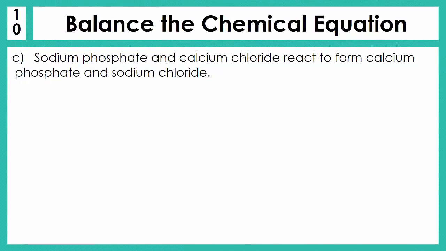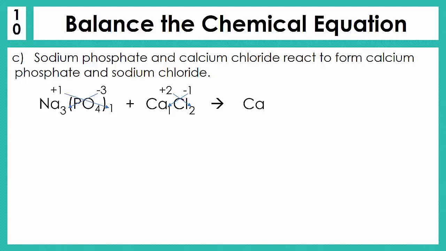So now sodium phosphate and calcium chloride react to form calcium phosphate and sodium chloride. So sodium phosphate, sodium is a +1 charge, and phosphate is a -3 charge. So I need 3 sodiums for every 1 phosphate. That's going to react with calcium chloride. So 2 chlorines for each calcium because calcium is a +2. And I'm going to form calcium phosphate.